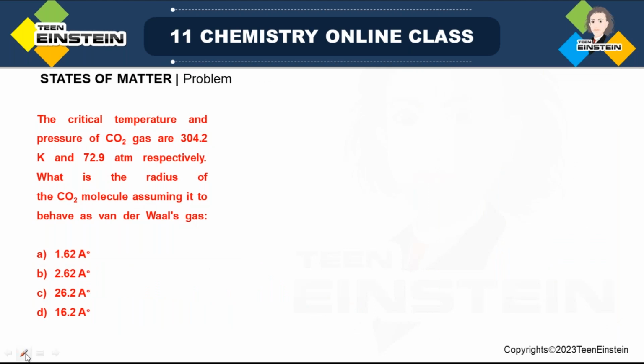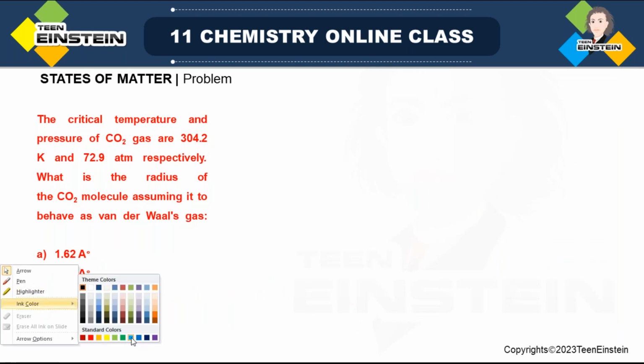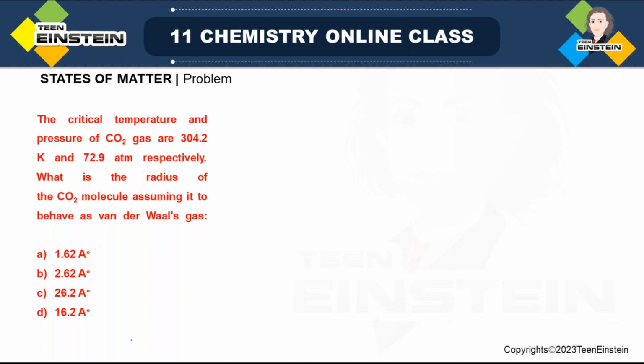Here we have a problem. The critical temperature and pressure of carbon dioxide gas are given. This is the Tc value 304, this is the Pc value 72.9. So Tc value, Pc value given for CO2. It is asking what is the radius of the CO2 molecule, assuming it to behave as a van der Waals gas. So basically you have to use those formulas. Remember the formulas for Pc, Tc and Vc. Basically it is asking radius, but how will you get the radius? You need the value of small b.